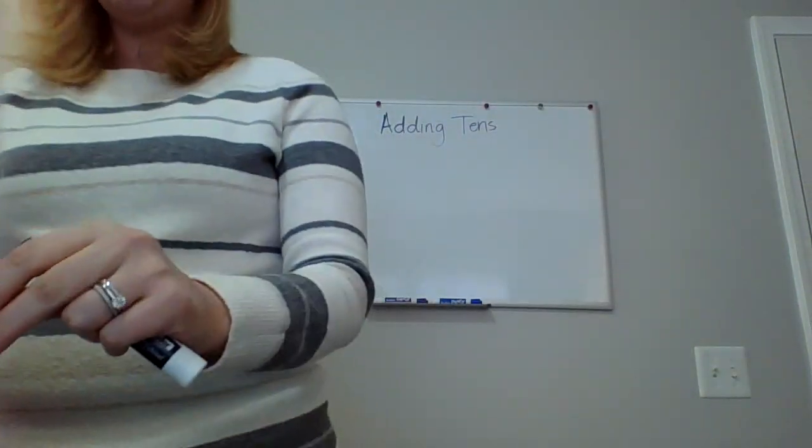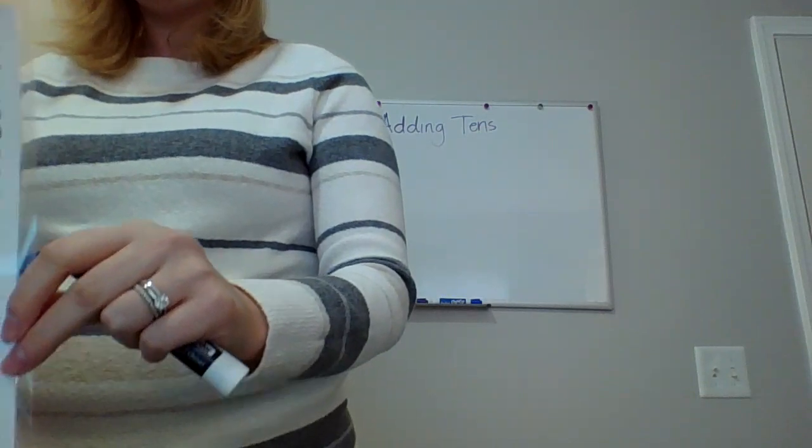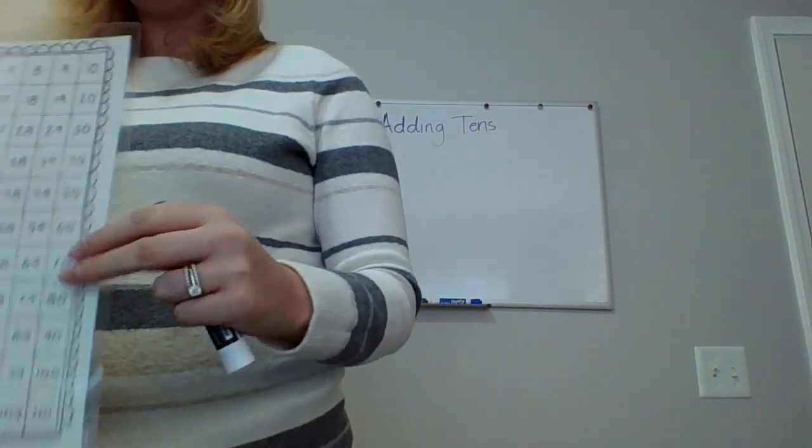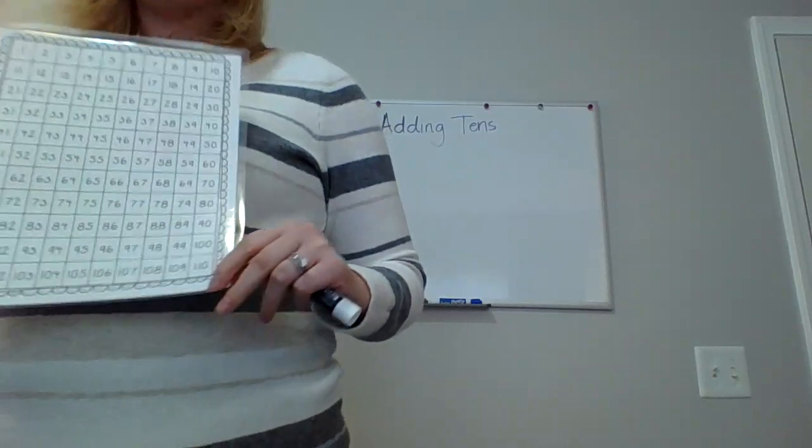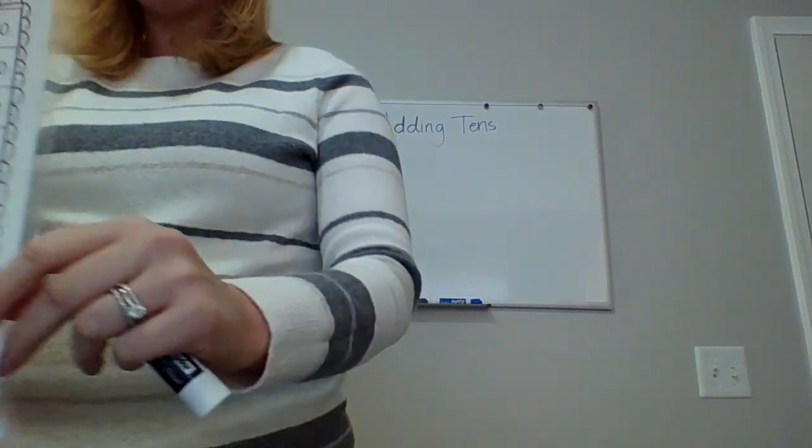You all know what this is. What's this? It's a hundreds chart, right? It's 1 to 110. The one that you guys all have at home is 1 to 120.